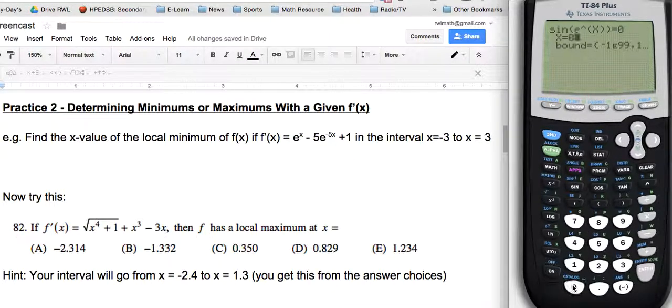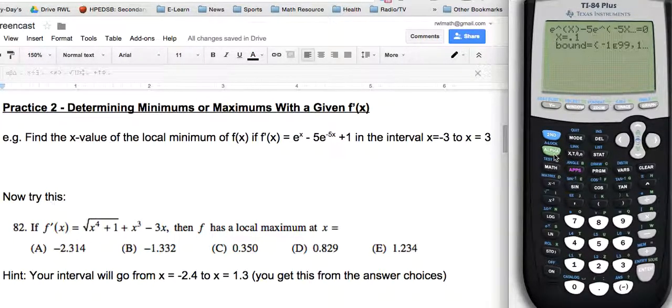My apologies. So I've got to solve this equation. I'm going to go up here and clear that equation out. And now I'm going to type in second function, e to the x, in brackets, minus 5, second function, e to the negative 5x, and bracket, plus 1. Hit enter, and I want it to be around 0.1 is my guess, right?